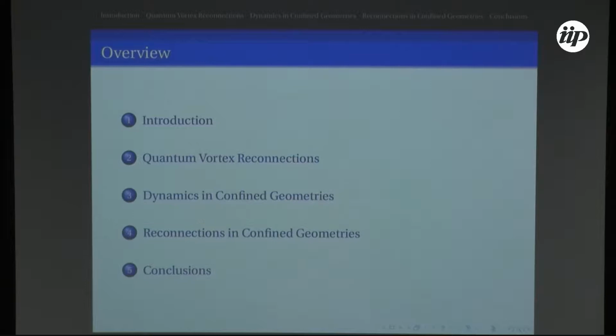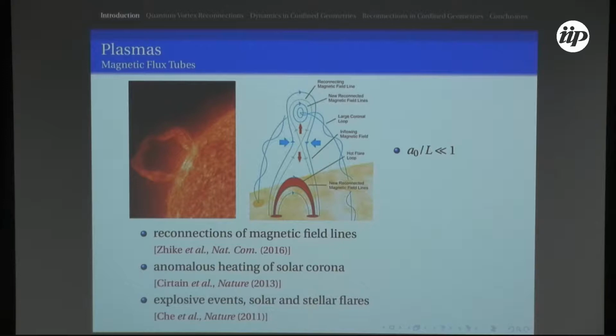Okay, yes. So, reconnections of coherent filamentary structures play an important role in several distinct physical systems. Here you see plasmas, where these one-dimensional filamentary structures are magnetic flux tubes, or magnetic lines. And you see that, for example, reconnections are responsible for an anomalous heating of the solar corona, and are believed to be behind the explosive events in solar and stellar flares. In this case, I have to point out that in ideal MHD, where there's no resistivity, as in Euler fluids, reconnections are prevented. So all that happens here happens because there is some dissipation which drives and allows the reconnection. I'll come back to this later.